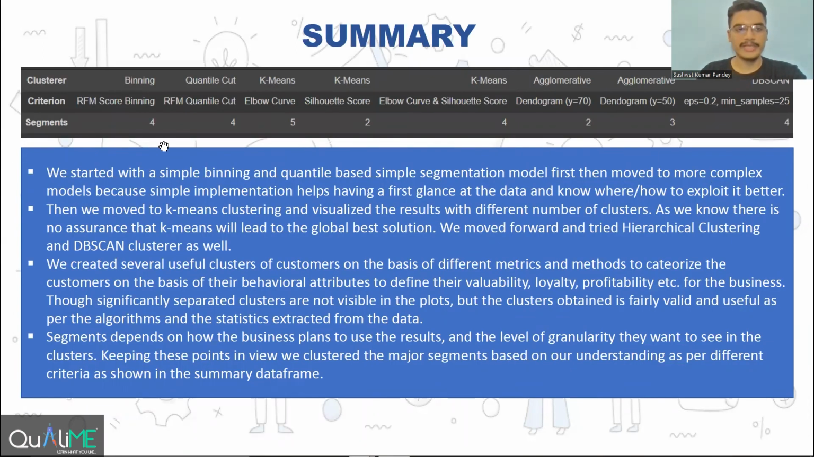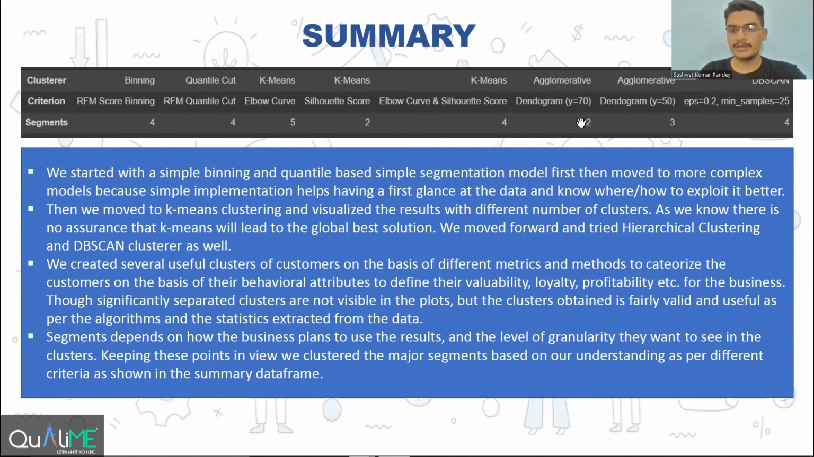This is the summary of all the algorithms implemented. So first of all, we tried the simple binning method, then quantile cut on the RFM column. So we got 4 clusters in these 2 methods. Then k-means: on the basis of the elbow curve, we got 5 clusters, and on the basis of the Silhouette score, we got 2 clusters. And to maintain a trade-off between the elbow curve and Silhouette score, we got 4 clusters.